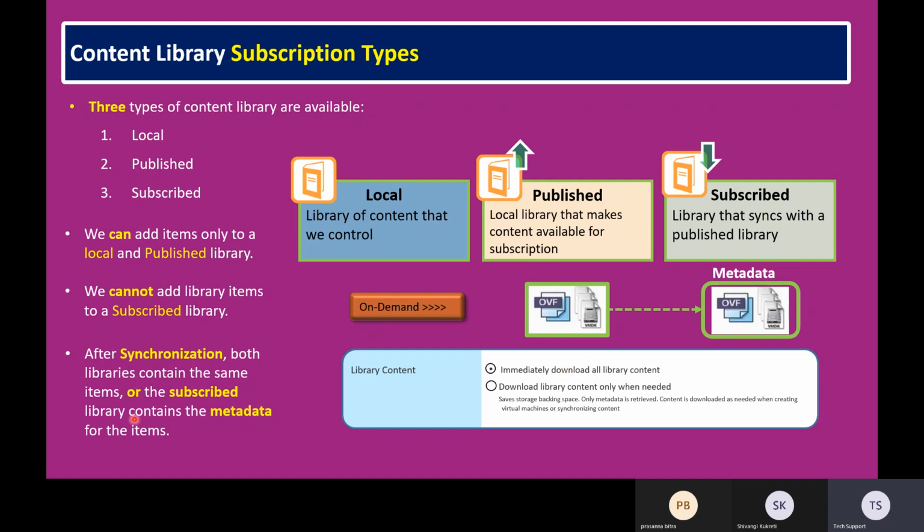So the same point is highlighted here. After synchronization, both libraries, that means the published library and the subscribed library, contain the same items, or the subscribed library contains the metadata for the items. So this one is considered metadata, because this metadata is coming from a published library. Okay, so now let's talk about some more additional details on the published library and subscribed library, because a local library is pretty simple; it's a normal creation of a library.